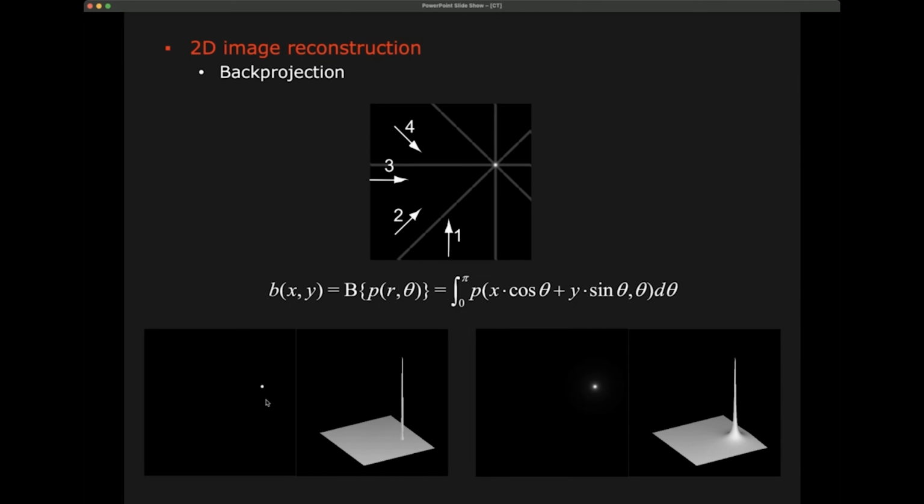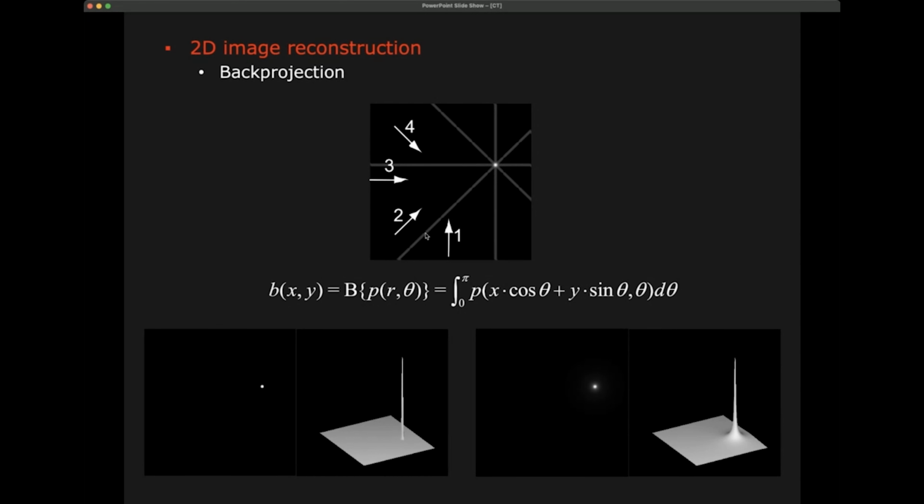So this way, what you see is that if we had this dot, this is what we measured. So with a distribution of the attenuation coefficient, which was like this, no attenuation surrounding it, high attenuation in this dot. If we do this back projection, what happens is that we get this type of distribution. So we see that most of the values that we have smeared out come together in this point, exactly what we want.